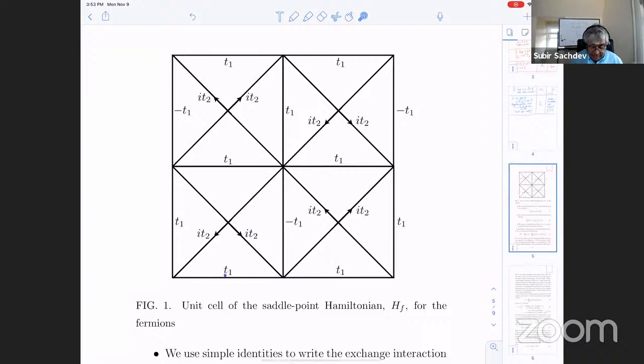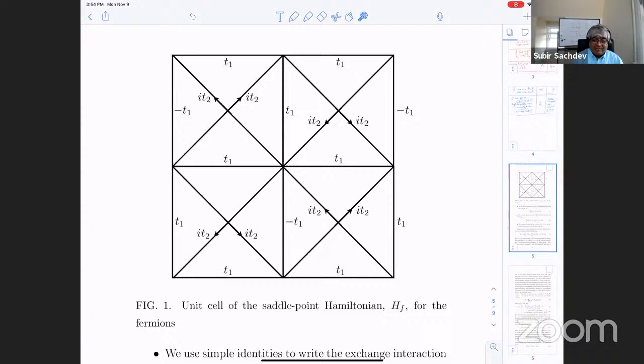Then just have T1. And the T1, you'll notice, are not all the same. They've written down here in what's called the pi flux configuration. If I take the product of T1 around any loop, I get a negative number. You get minus T1 to the fourth. T1 is real, and T2 is also real. So there's pi flux per plaquette of the square lattice.